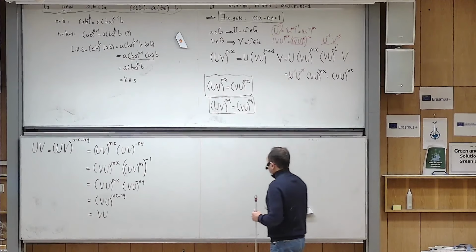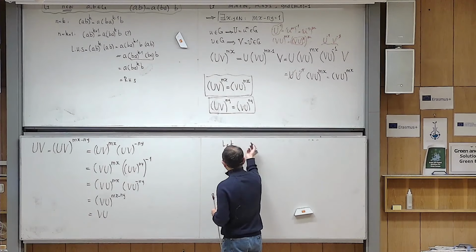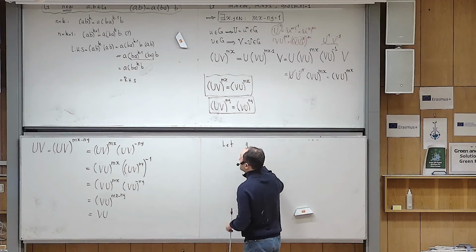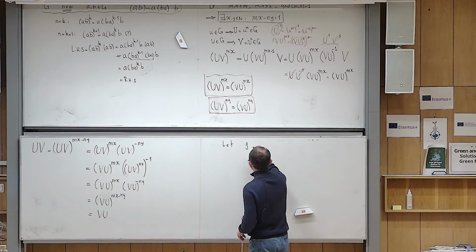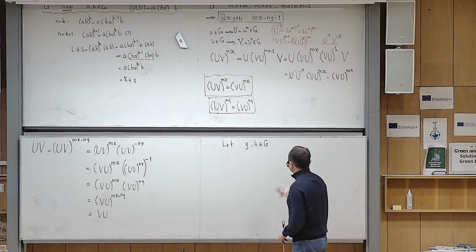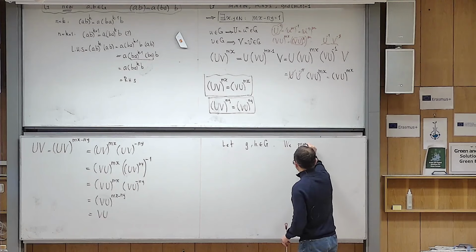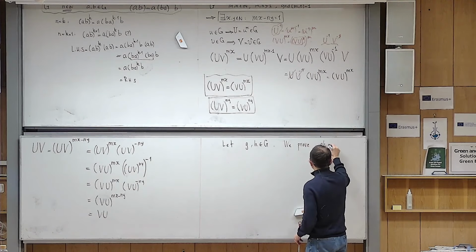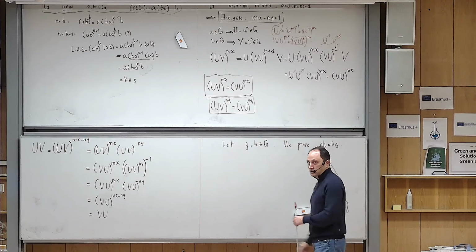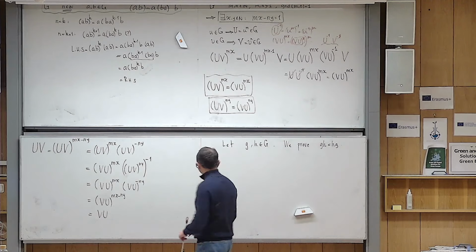I would say let G and, haven't I used the letter H? So let us say G and H are group elements. We prove that what? We prove GH is equal to HG. This is the goal. If I can show that, it means we are done.